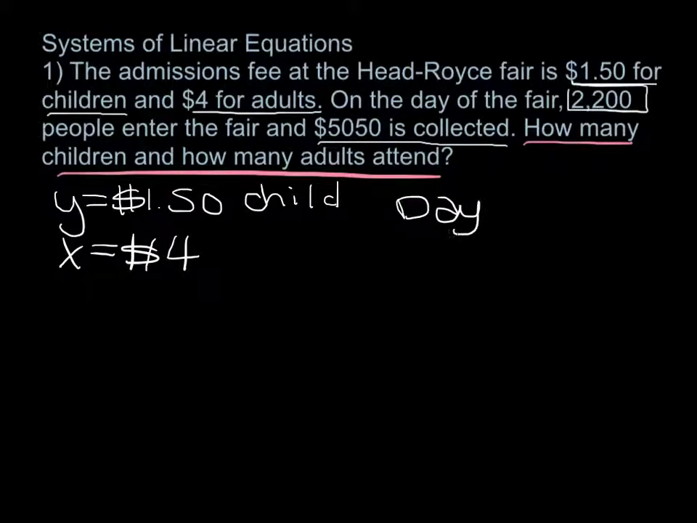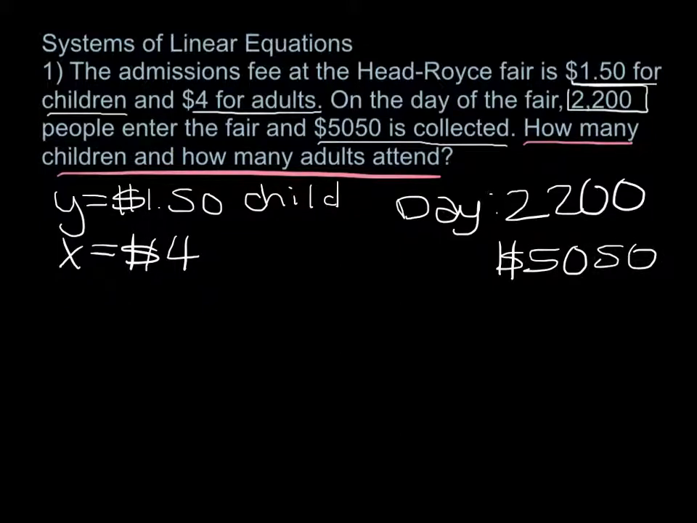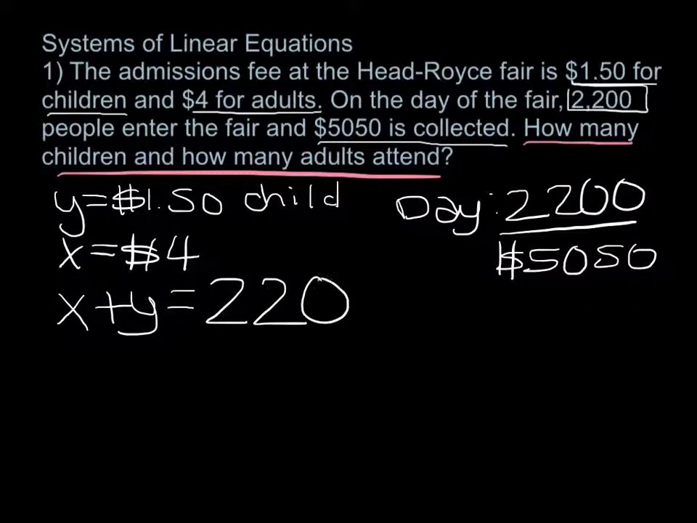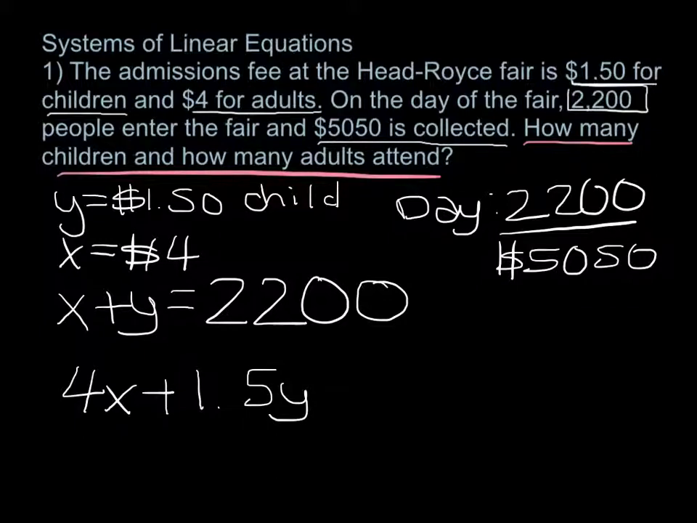And on the day of the fair, 2,200 people attended, so $5,050 were collected. And so we can write the equation for this. We can write that x, the number of adults that attended, plus y, the number of children that attended, equals 2,200 people. And so we can write 4x, so $4 times the number of adults that attended, plus 1.5y, the cost for children, times the number of children that came, equals $5,050, which is the total amount of money that was collected.